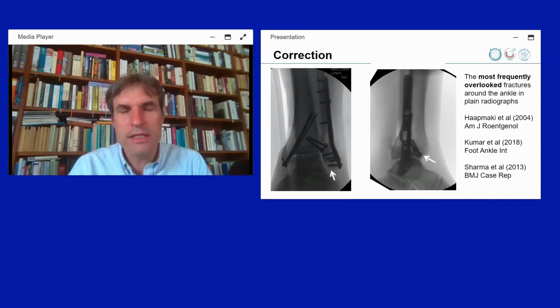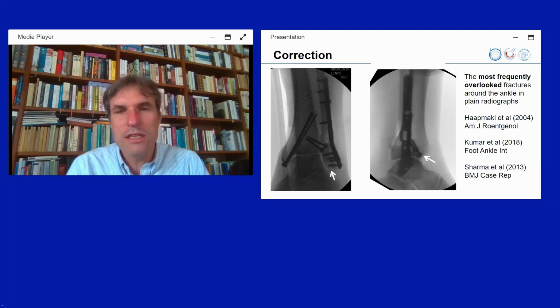So here you can see how this was corrected. And it hasn't been that long since people looked at CT scans after malleolar fractures that probably didn't go the way they should have. In several studies, it was found that anterior ligament avulsions or fractures of the anterior rim of the tibia are the most frequently overlooked fractures around the ankle in plain radiographs, probably because of the overlap between tibia and fibula, which is normal in most ankles. These fragments are not so nicely seen.